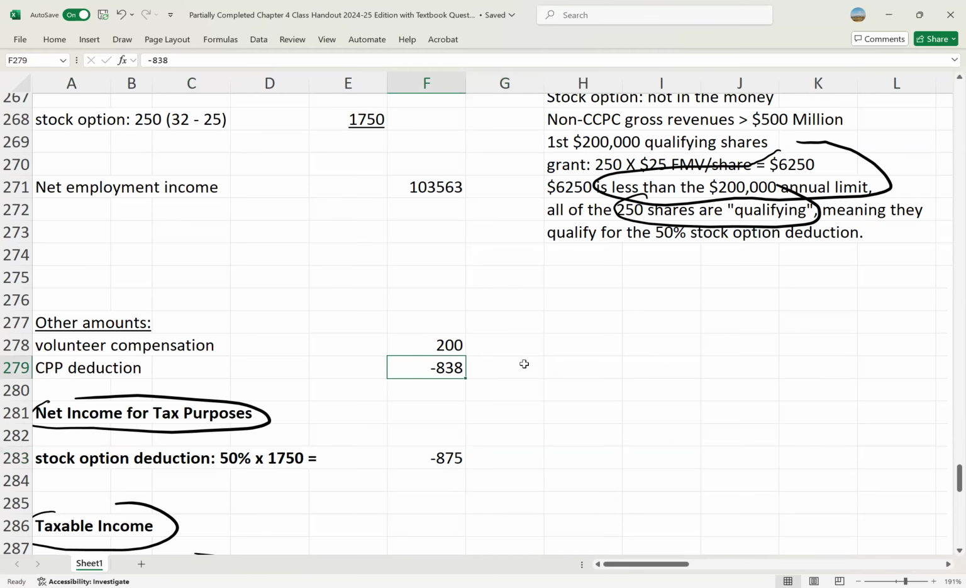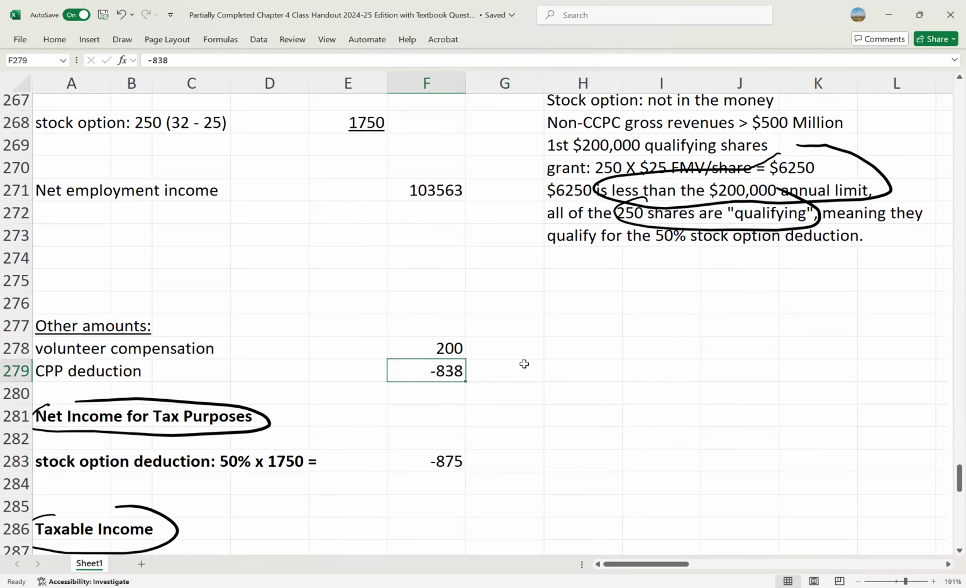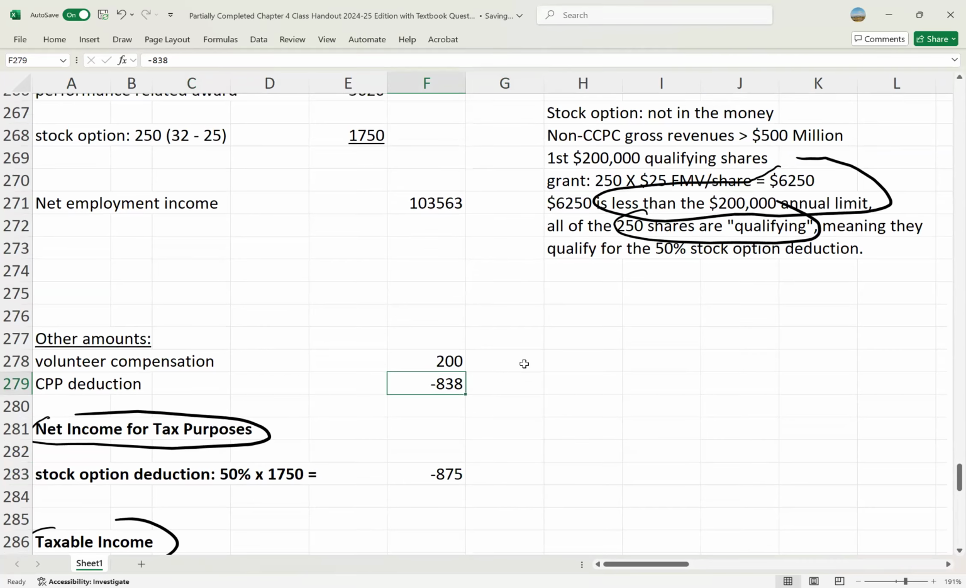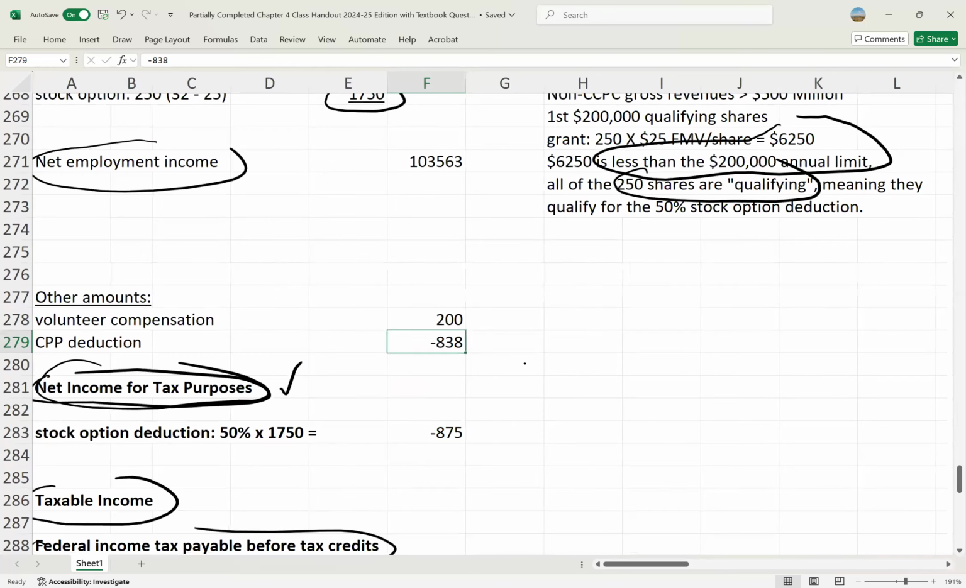Any questions about the stock options? So just be aware that this 1,750, this benefit, increases her net employment income, which will also increase her net income for tax purposes. The deduction doesn't come until we calculate taxable income. So once again, the full amount is added to employment income, which is included in net income for tax purposes. If they qualify for the deduction, it doesn't take place until you calculate taxable income.